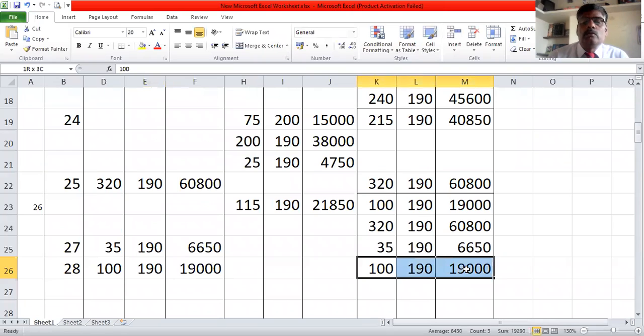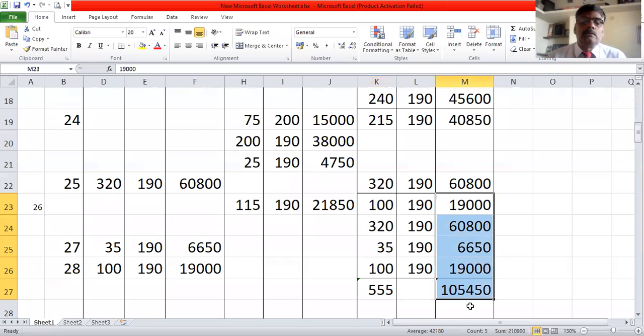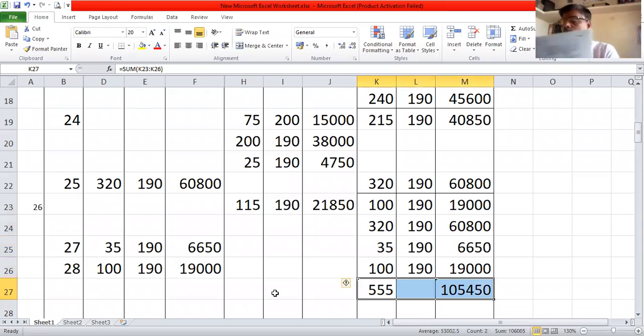You put an underline here and take the total. Total quantity is 555 and total amount is 1,05,450. 1,05,450 is the total of amount. Quantity is this much. This is called the closing stock. You may write it as closing stock.